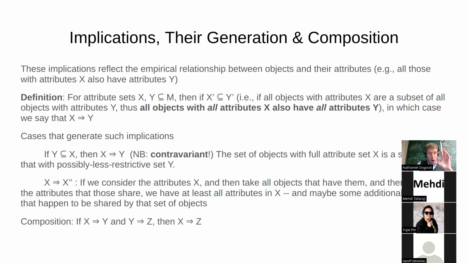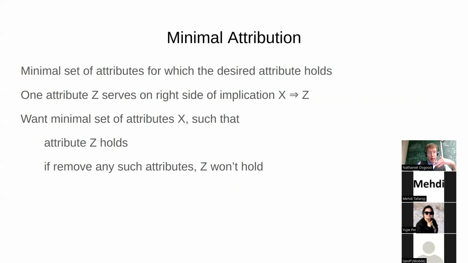But I want to talk about this. Having implications, there are some really interesting things that can be done. So one thing you can do is look for minimal attribution. You want a minimal set of attributes such that the attribute z holds. So you want z to hold within your set of data.